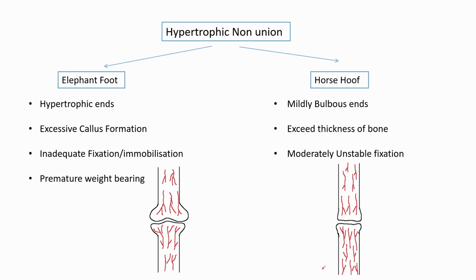Both these non-unions are caused in patients who have good vascularity of the fracture ends. However, there is inadequate fixation or immobilization or premature weight bearing. If the fixation or the immobilization is grossly inadequate, then there is a tendency of elephant foot formation, whereas horse hoof occurs when there is a moderately unstable fixation. So these two types are differentiated on the basis of degree of callus formation and the degree of lack of stability or fixation at the fracture site.